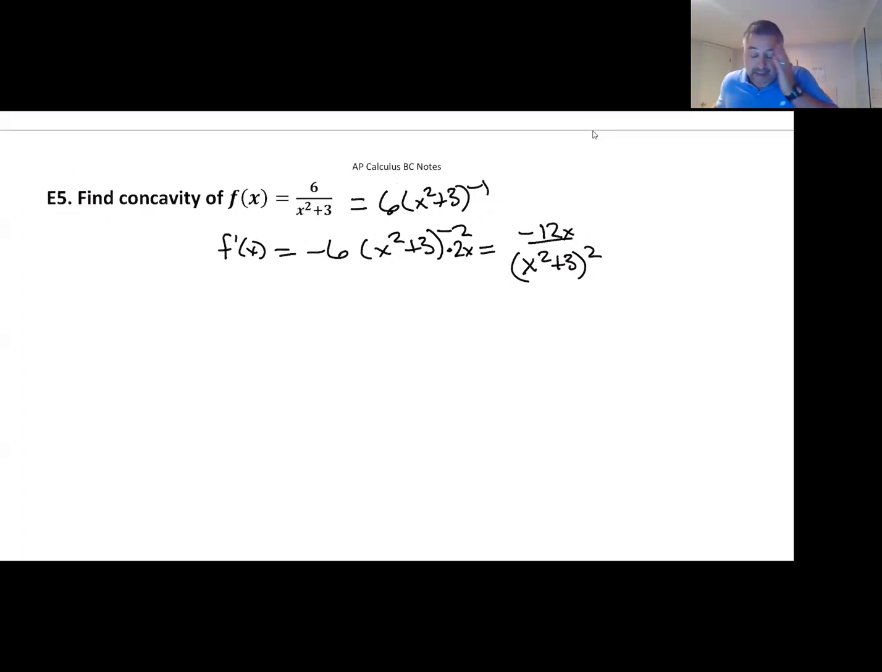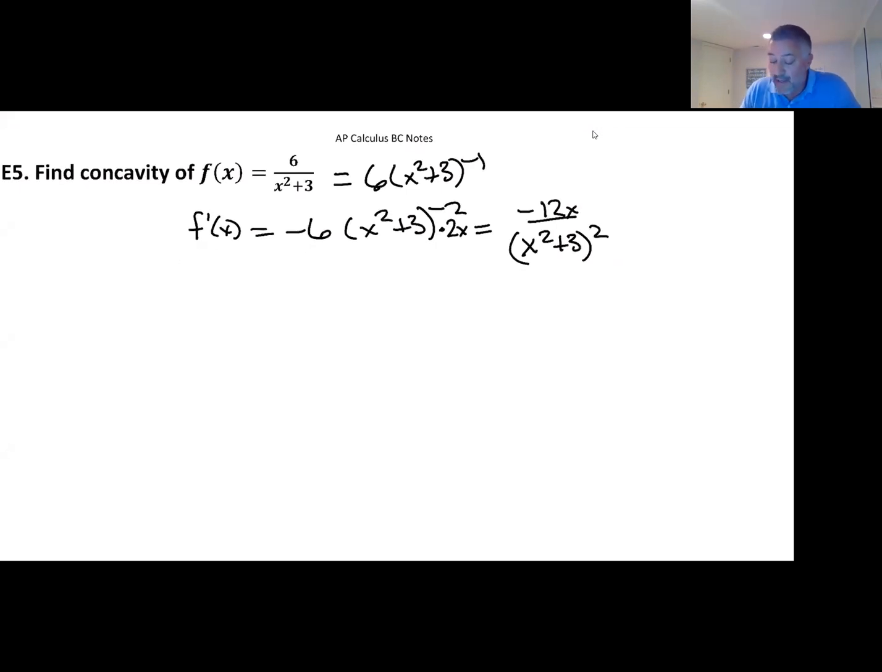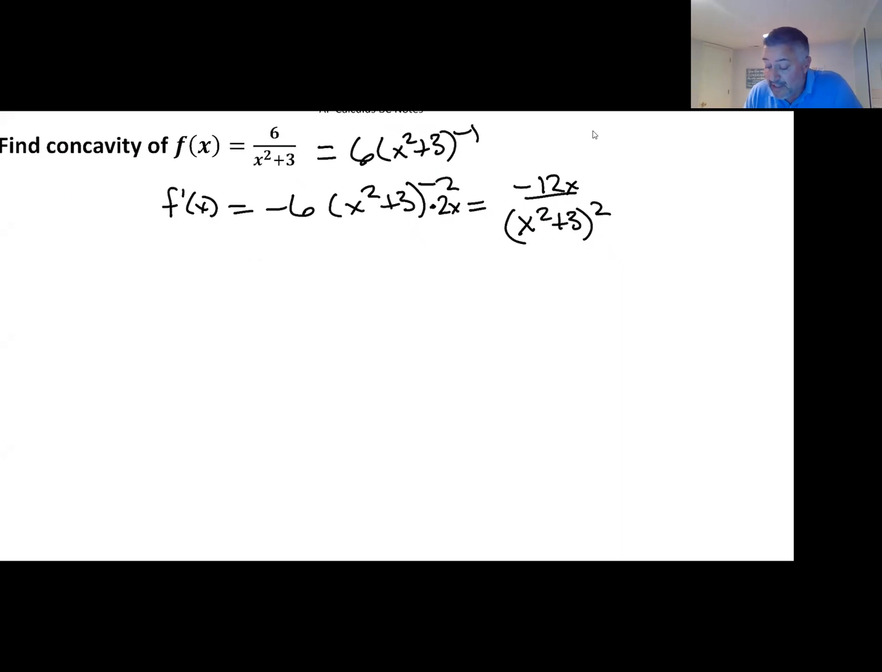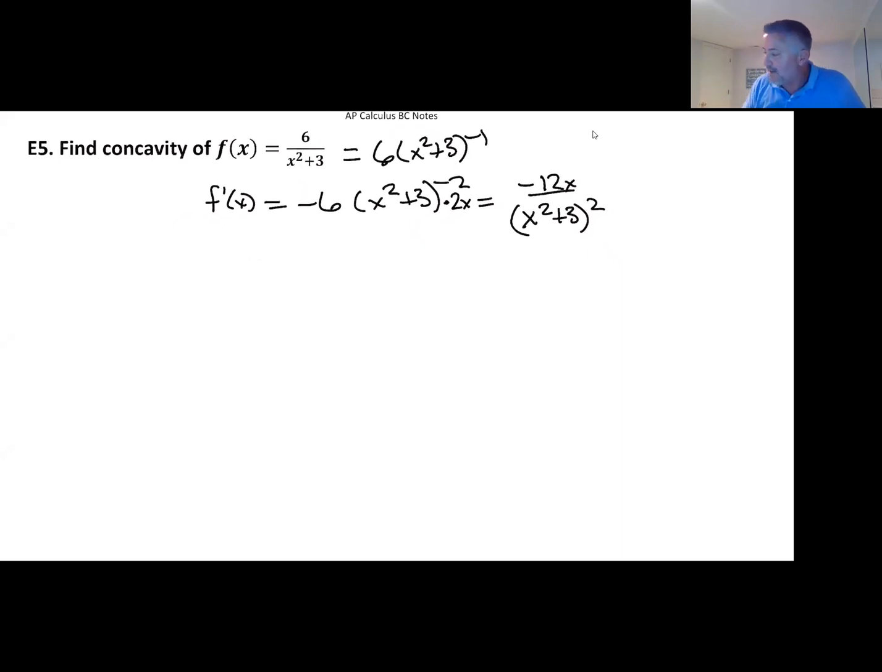Now I could turn it into a product rule with a -2, but it gets pretty complicated pretty quickly. You can try it if you want. I forgot the chain rule. I tell you guys all the time about it. Anyway, sorry. Here we go.